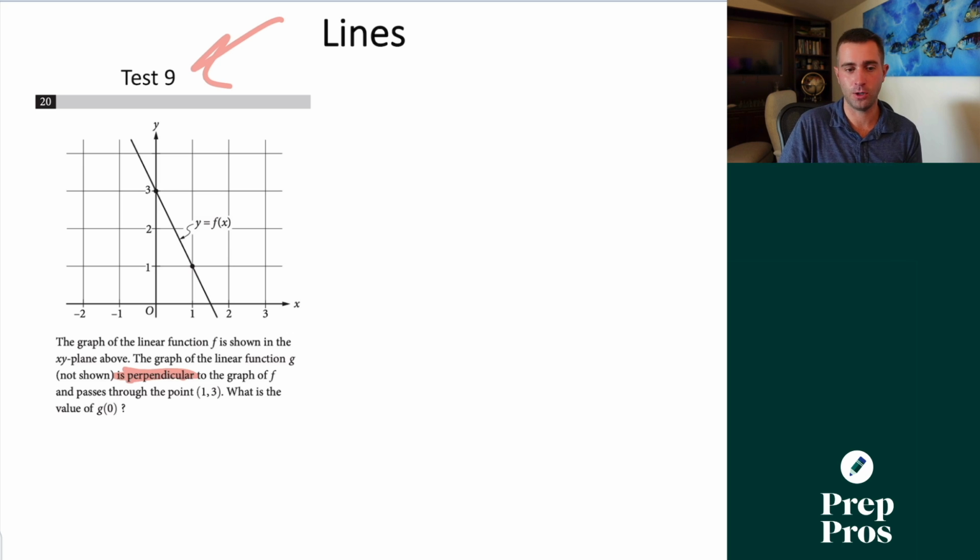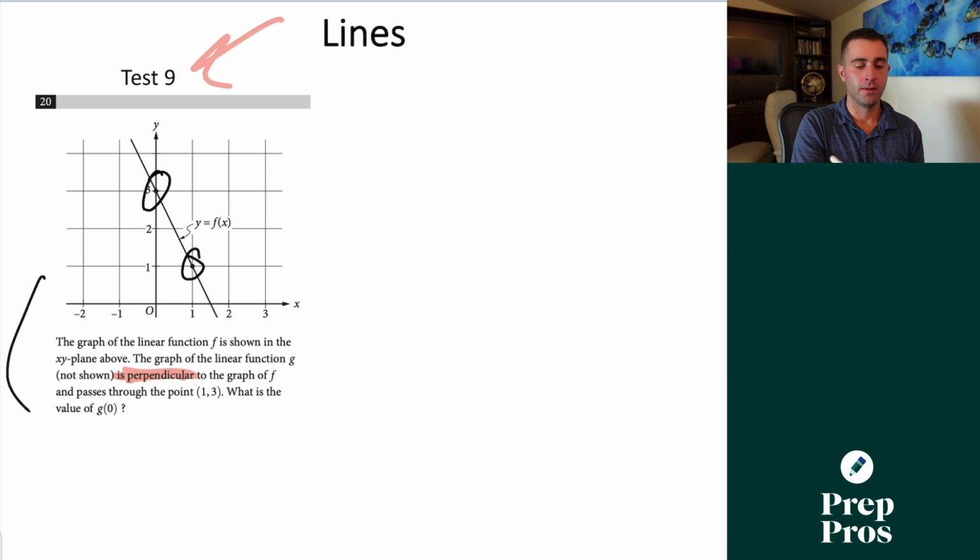Now, I know that can sound a little bit confusing, so we're going to break that down with this example here. So we're told the graph of the linear function f, linear functions are the exact same as lines, is shown in the xy plane above. The graph of the linear function g, not shown, is perpendicular to the graph of f and passes through the point (1, 3). What is the value of g of 0? So this is asking us to solve for, any time you see g of 0 or f of 0, this is asking you for the y-intercept of that other equation. But the first thing we can do is go ahead and solve for the slope.